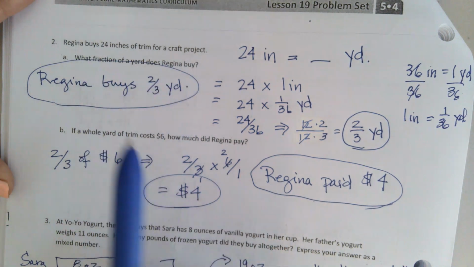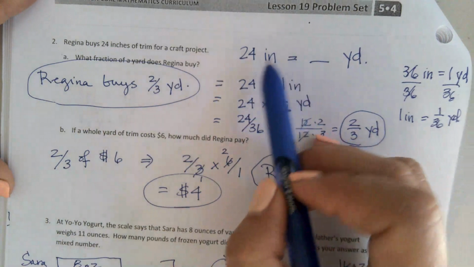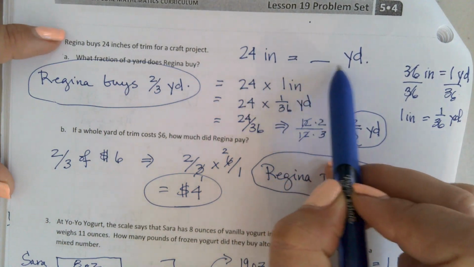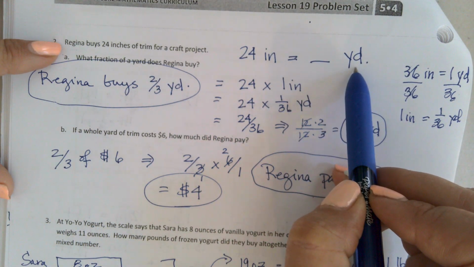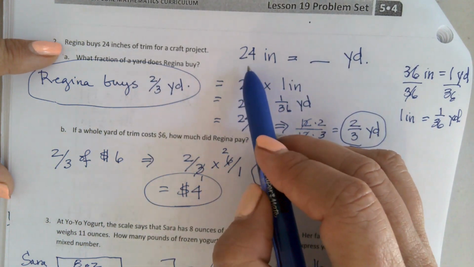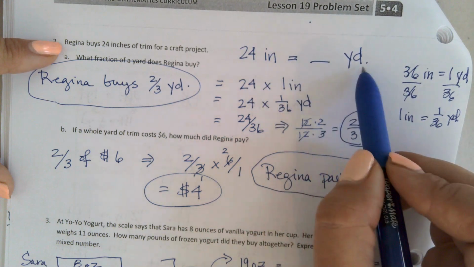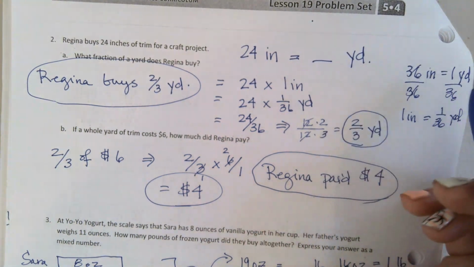Okay, Regina buys 24 inches of trim for a craft project. So what do I know? 24 inches is equal to how many yards? That's what I'm trying to figure out, right? What fraction of a yard does Regina buy? So going back to what you know, how do we set this up? 24 inches is equal to what of a yard?